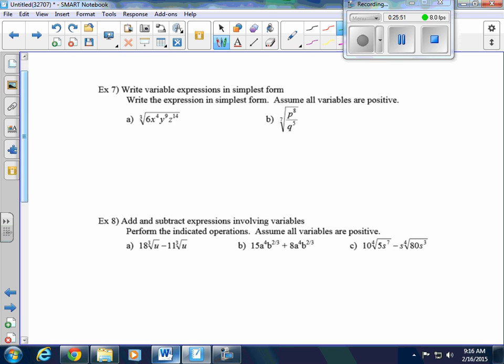So moving to example 7, we're going to write variable expressions in simplest form. Okay. So here's where we're going to come and we're going to break these things apart.